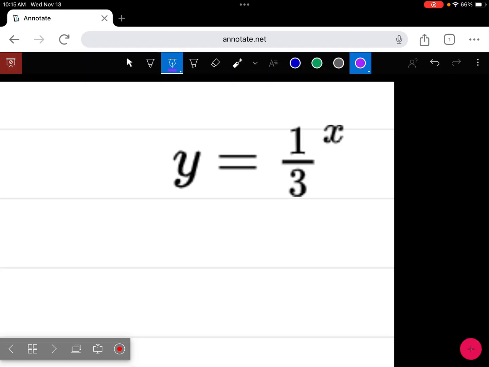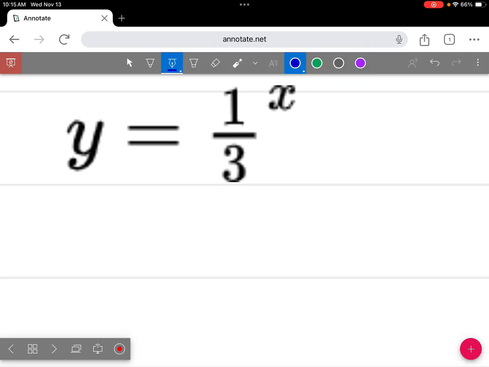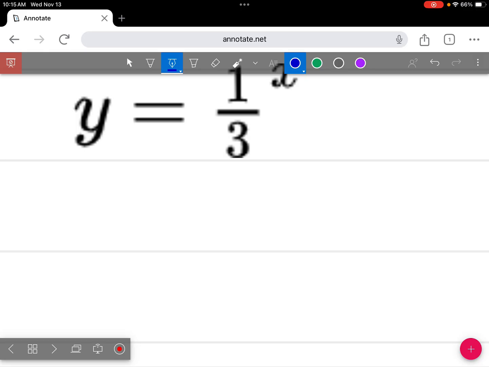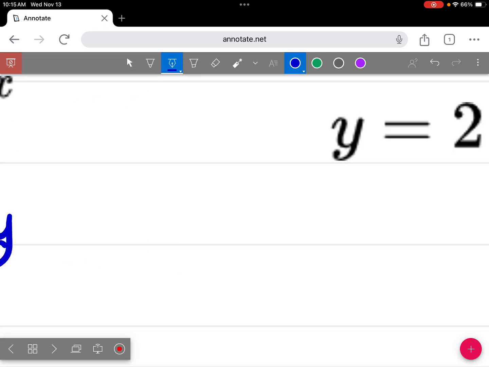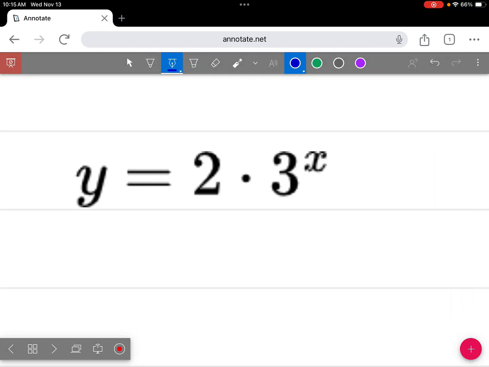On the second one, what's our base? 1/3. So our b is 1/3. So what is this? Growth or decay? Decay. It's going to get slightly harder as we go through things.